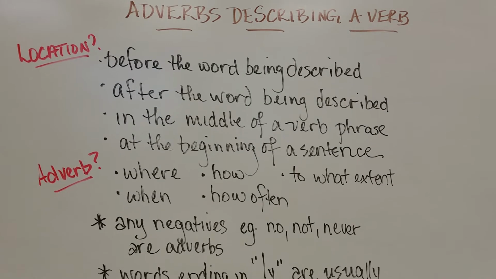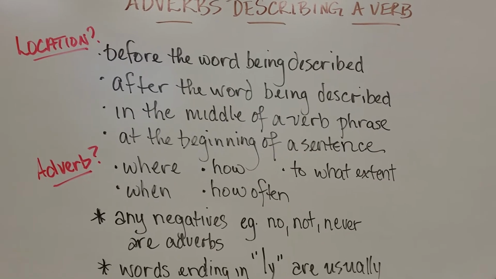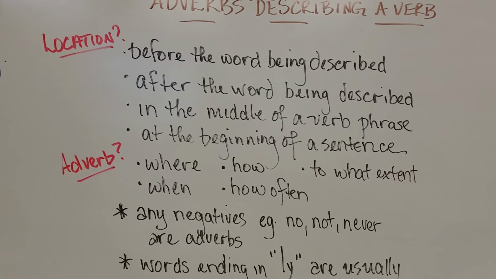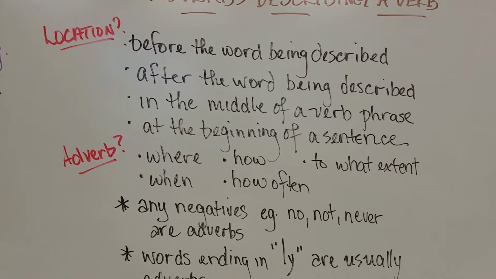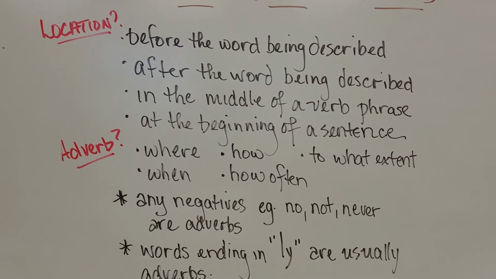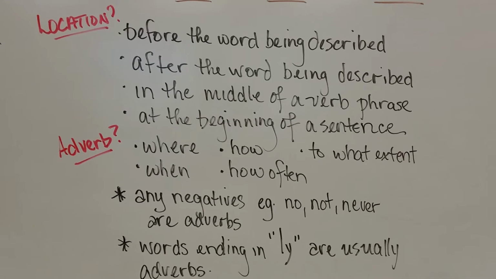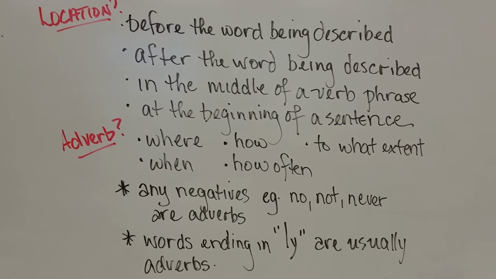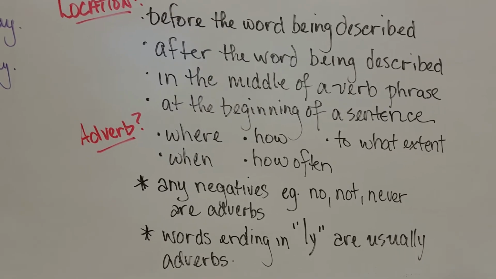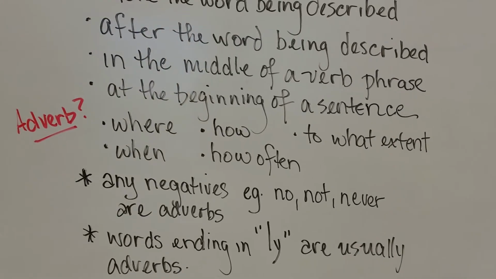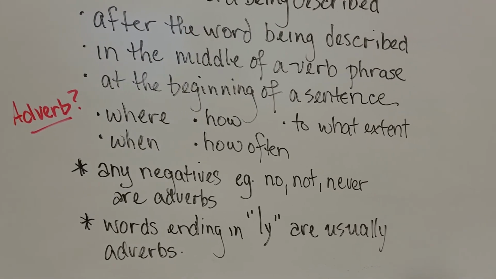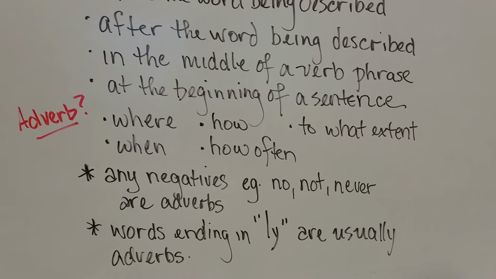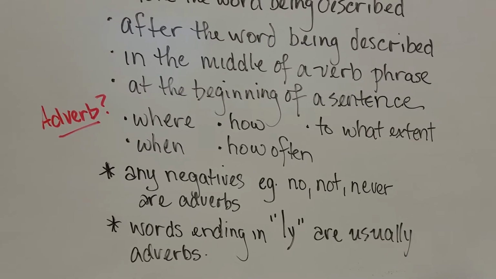So with an adverb, we can find it before the word being described, after the word being described, in the middle of a verb phrase, or at the beginning of a sentence. Next thing you need to know are the adverb questions. My adverb questions are where, when, how often, to what extent.